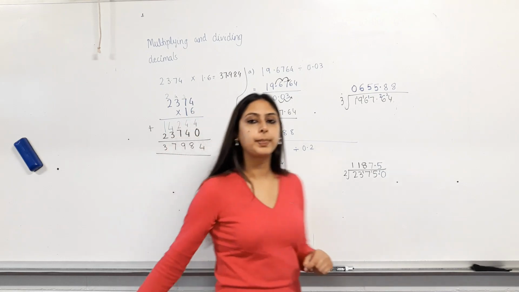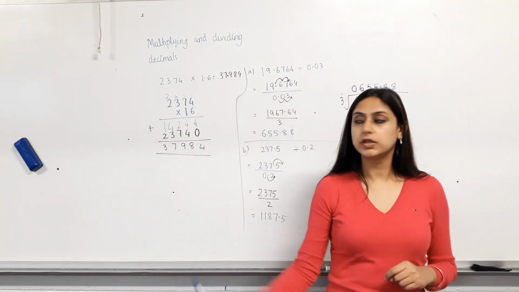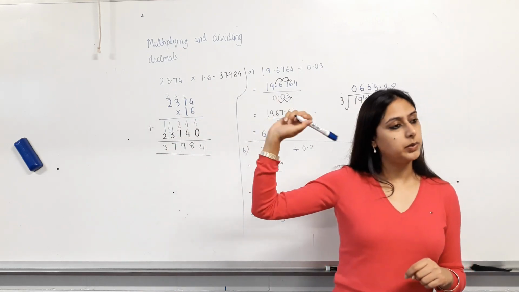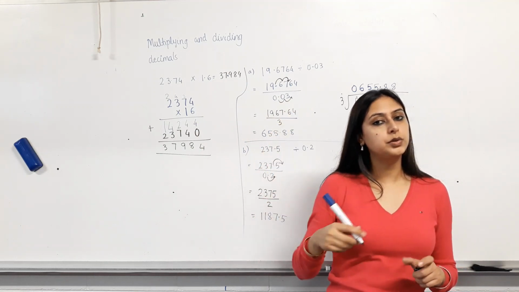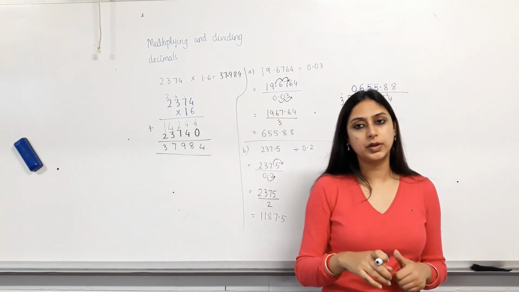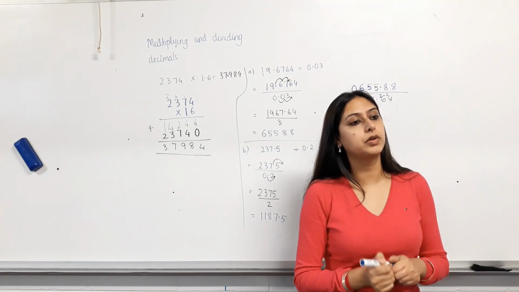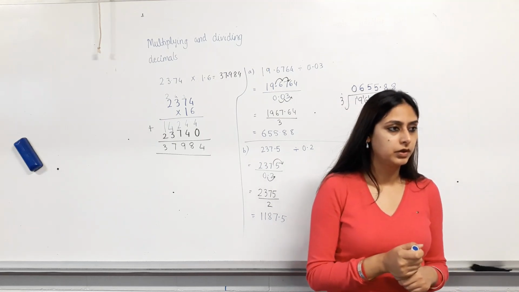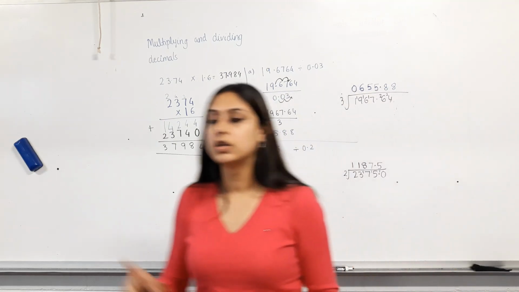The answer is 1187.5. Any questions? So this is how we multiply decimals and that's how we divide. Now we'll move on to converting a fraction into a decimal and we'll also talk about recurring and non-recurring decimals. Fine? Okay. So I'll stop this.